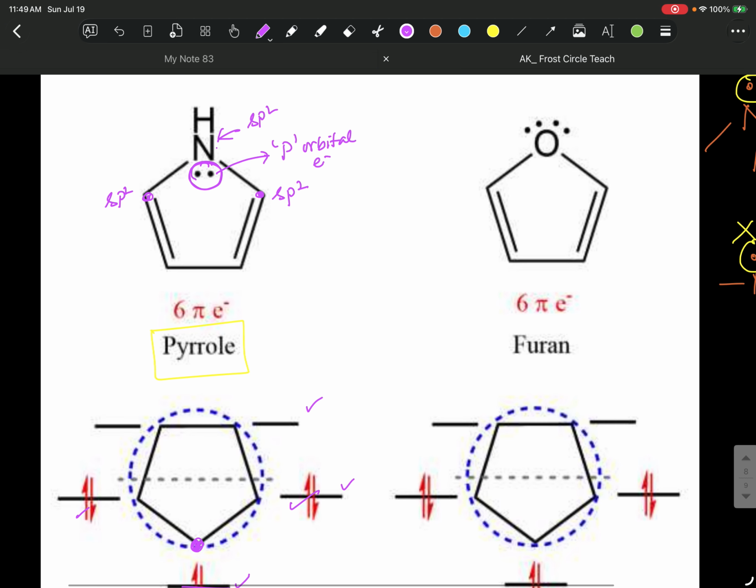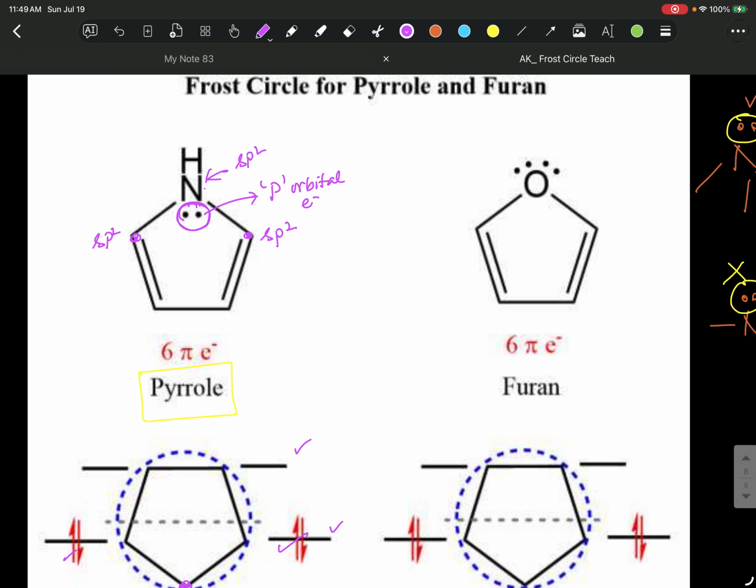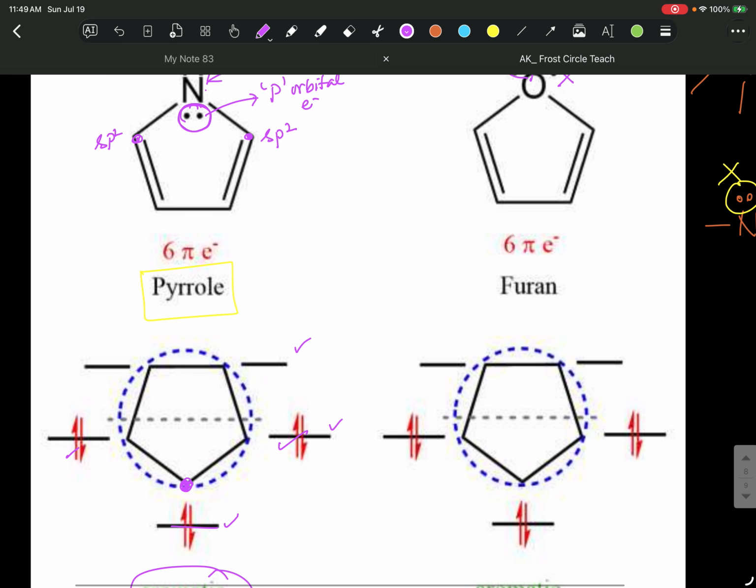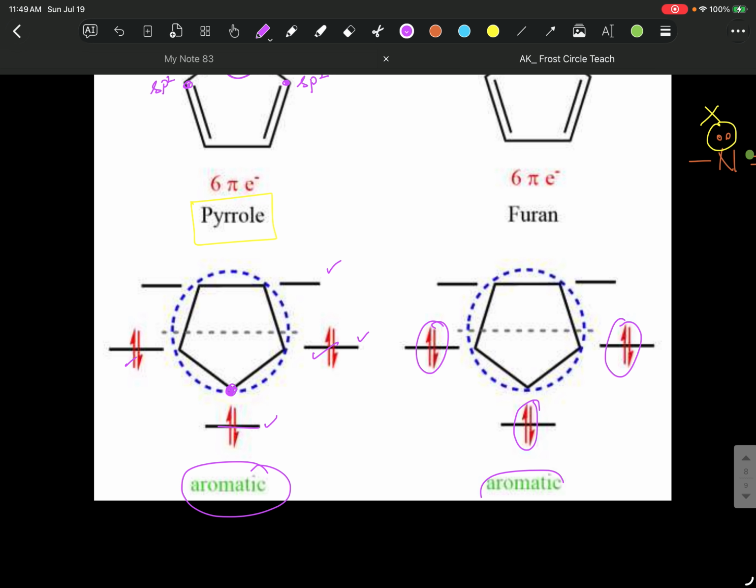Now in the case of furan, which has oxygen, oxygen has 2 lone pairs. You will only consider one of them in the p orbital. The other one will be in the sp2 hybrid orbital. So only 1 pair is going to be considered. The other one should not be counted towards the pi electrons. So this also has 6 pi electrons, which is why we'll end up with paired electrons in each of those orbitals, making furan also aromatic.